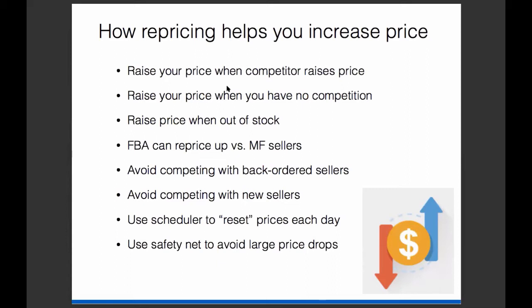If you're FBA, you can choose to reprice up versus MF sellers. You can avoid competing with backordered sellers. You can avoid competing with new sellers. You can use a scheduler to reset or raise your price each day. And you can use our safety net to avoid large price drops. I won't go over all of these, but just to give you an idea, these are a lot of ways you can use repricing to raise your price.